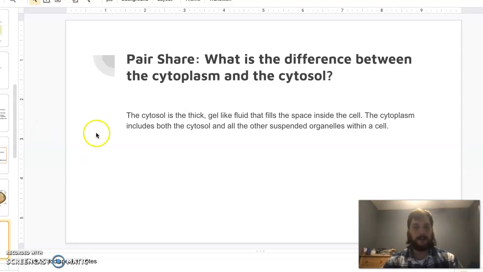So the cytosol is the thick gel-like fluid that fills the space within the cell, and the cytoplasm includes both the cytosol and the other suspended organelles within a cell. So the cytoplasm includes both the cytosol and the organelles, while the cytosol is just the fluid around the cell and doesn't include individual suspended organelles.